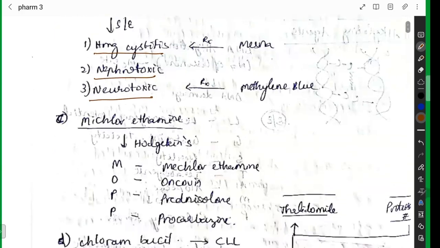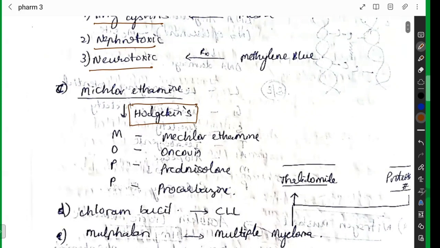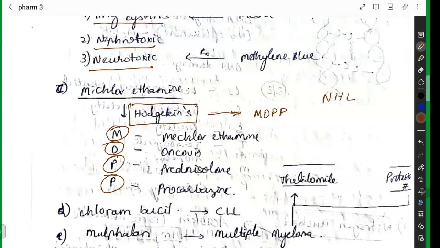Okay, next you are going to go for mechlorethamine. What is the next group of drugs? Mechlorethamine. Remember, mechlorethamine is the one drug which we use in Hodgkin's lymphoma. In non-Hodgkin's lymphoma, you are going to use cyclophosphamide, whereas in Hodgkin's lymphoma, you are going to use mechlorethamine. So M stands for mechlorethamine, O stands for oncovin, P stands for prednisolone, and another P for procarbazine.